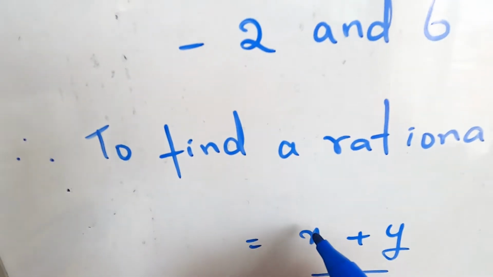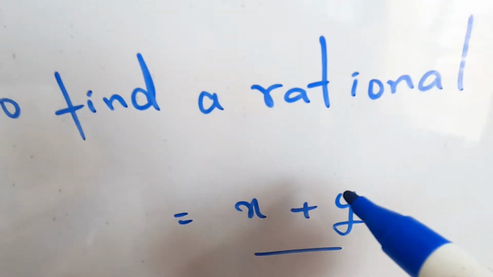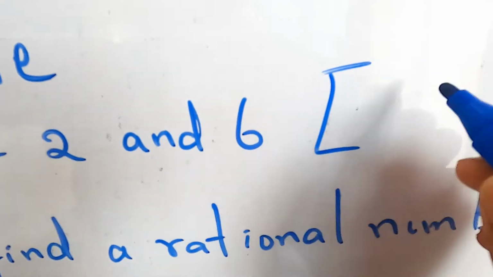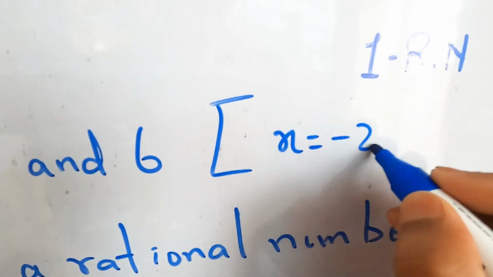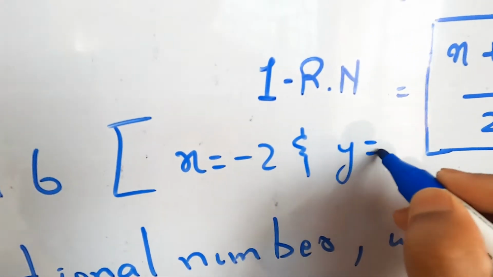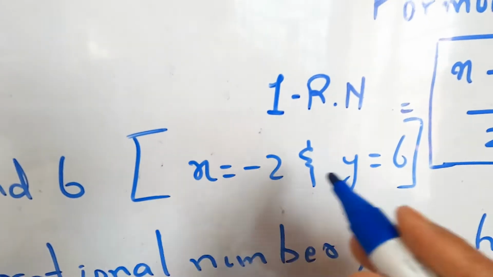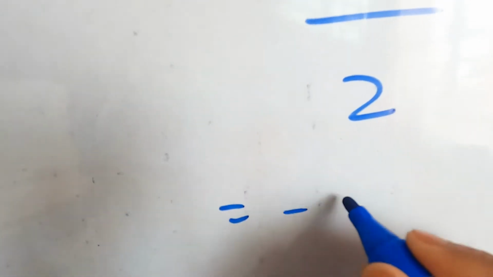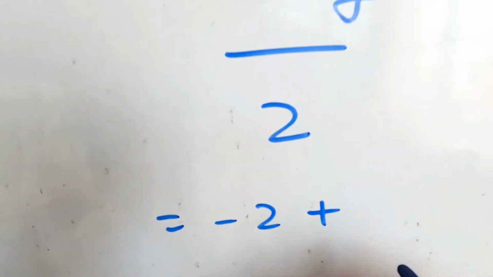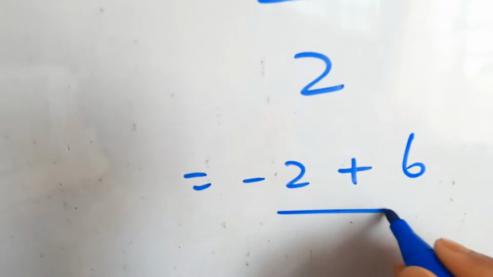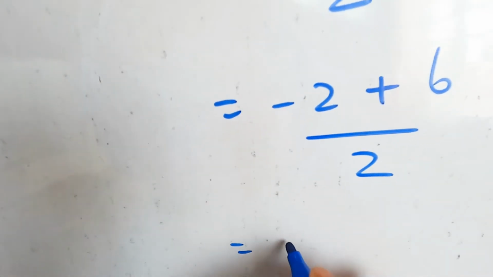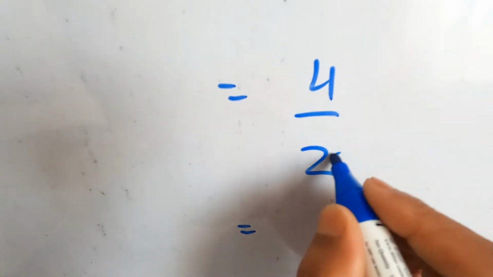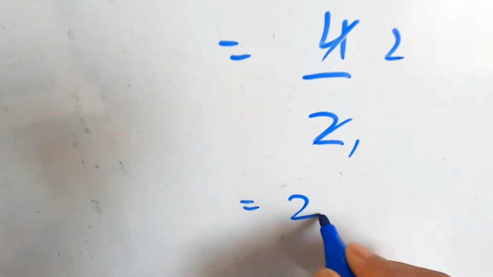So in this case x will be minus 2 and y will be 6. Alright, so I will just write here x is equal to minus 2 and y is equal to 6, just for you to understand. So in this case x plus y will be minus 2 plus 6 divided by 2, so it will be 4 by 2. So 2 1s are 2, it will be 2.